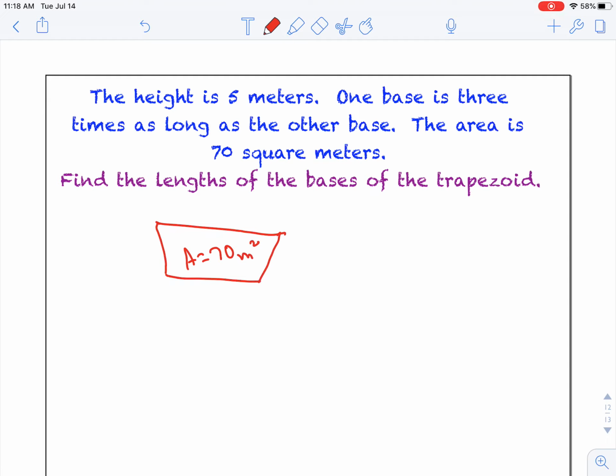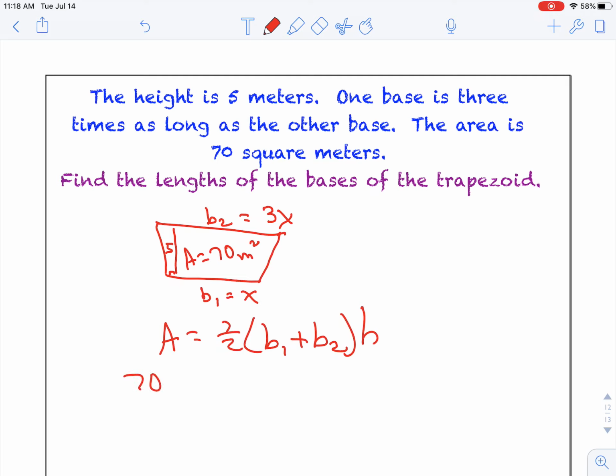So I'm going to draw a trapezoid. Doesn't matter if it matches the description. Okay, I know the area is 70 meters squared. I know the height is 5. So I know we have one base and we have the second base. It tells me that one base is 3 times as long as the other. So if this base is x, then this base is 3 times x. So now I can fill in area equals 1/2 base 1 plus base 2 times my height. So I'll put my area in here, and base 1, which is x, plus base 2, which is 3x, times my height of 5. So this gives me 70 equals 1/2 times 4x times 5, because 3x and 1x is 4x.